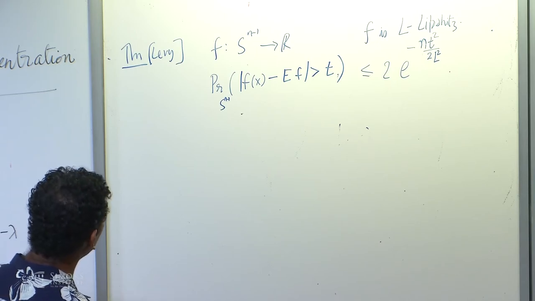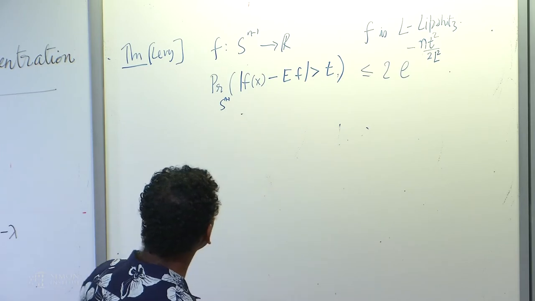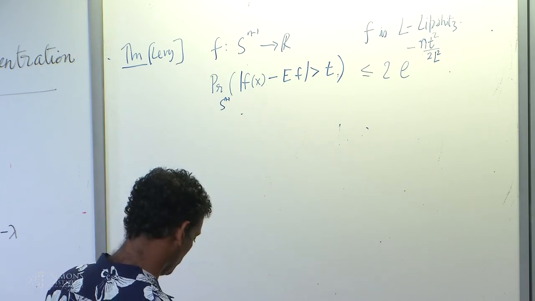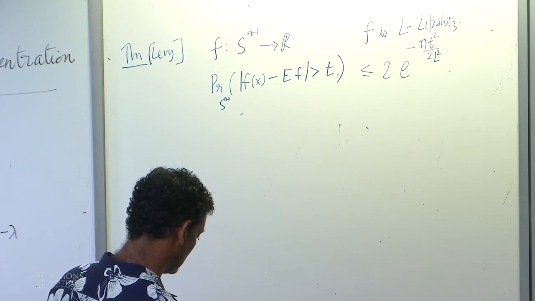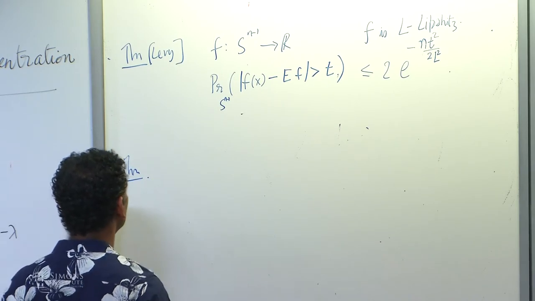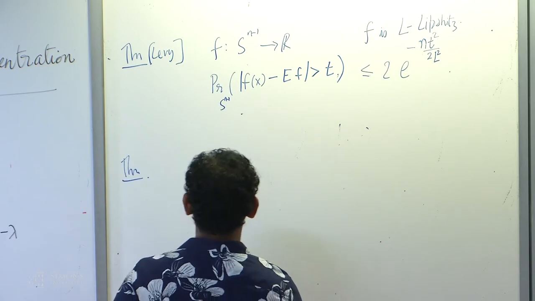Now, you can state this also for other distributions, right? Y uniform over the sphere. This is a nice fact here. We'll see two different proofs, one proof and one proof sketch. But let me state a different version of this theorem, slightly weaker than what one can prove, which is the following.